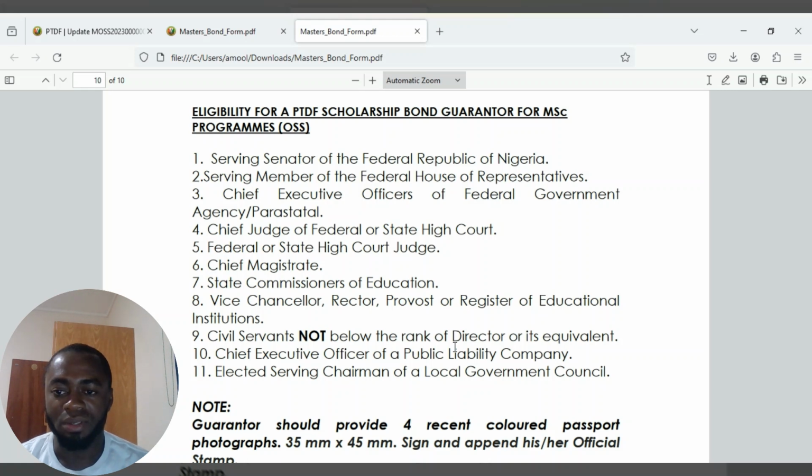Sixth, you have chief magistrate. Seven, you have state commissioners of education. Eight, you have vice chancellor, rector, provost or registrar of educational institutions. Ninth, you have civil servants not below the rank of director or its equivalent. Tenth, you have chief executive officer of a public liability company. 11, you have elected serving chairman of a local government council.